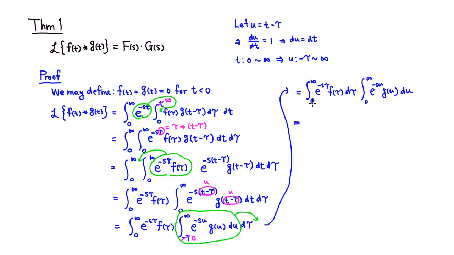You can see that the first integral is the definition of the Laplace transform of f. So we have capital F of s multiplied by, if you look at this, instead of t we're using u, but it's still the same dummy variable, so it's the same as capital G of s. So this will verify this theorem 1. All right, that's it. I hope that this was clear.